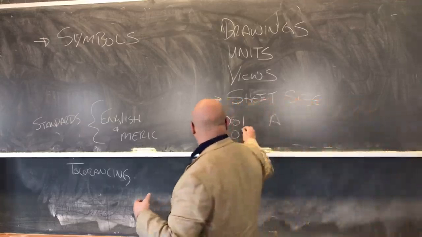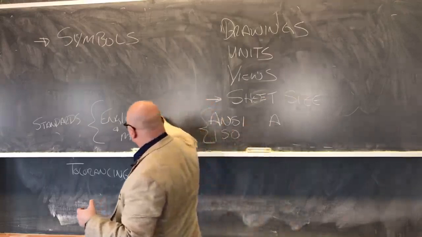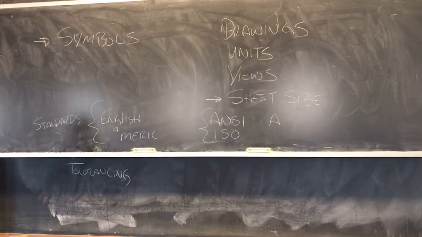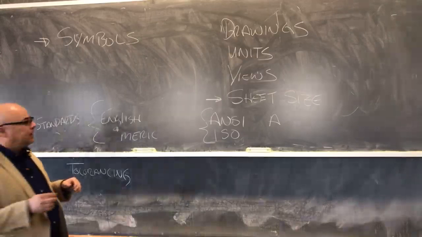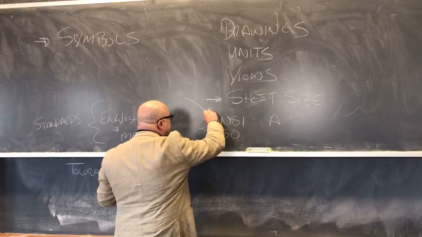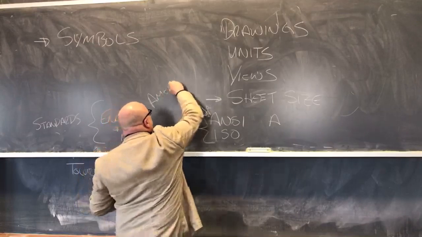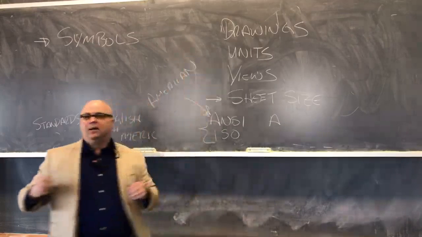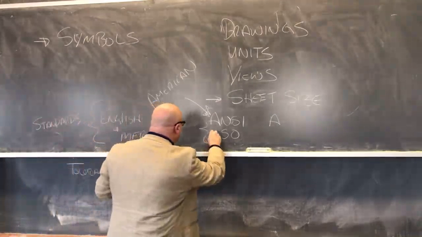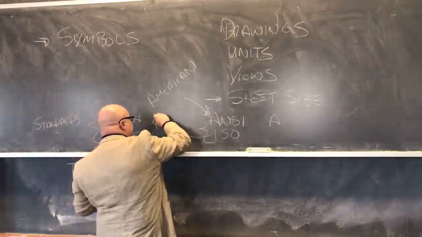So are ANSI and ISO the English and metric standards? If the answer was yes, I wouldn't have made such a big deal out of it. No. But it was a good guess. It was a guess, right? Yeah, it was a good guess. So I will give you a hint. The A in ANSI stands for American. And the I in ISO stands for international.